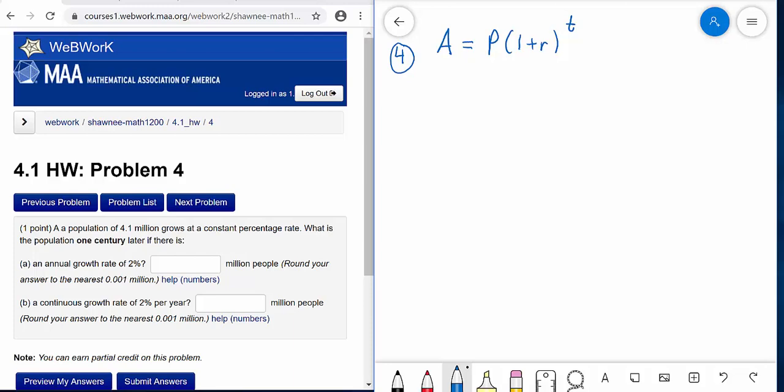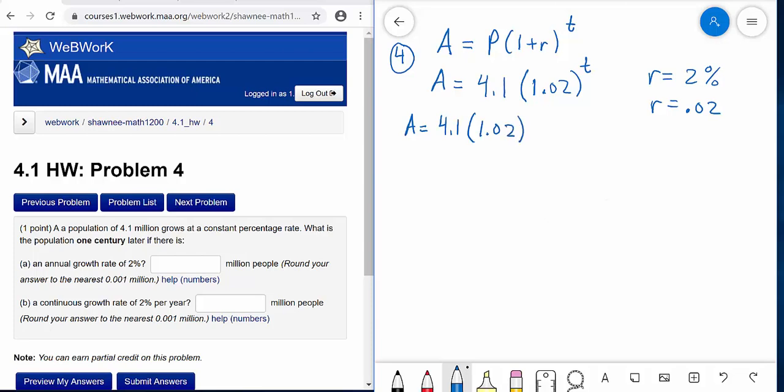So when we set up the expression for this population, we just have this accumulated amount equals the initial population size P times 1 plus R, the growth rate, raised to the power T. So to model this growth, I'm going to use 4.1 to represent 4.1 million. The growth rate, R, is 2%, but we use the decimal form 0.02. So when I plug that in for R, I get 1.02 to the power T. So now this function would represent the size of the population after T years. So if we want to find 1 century later, we would plug in 100 for T.